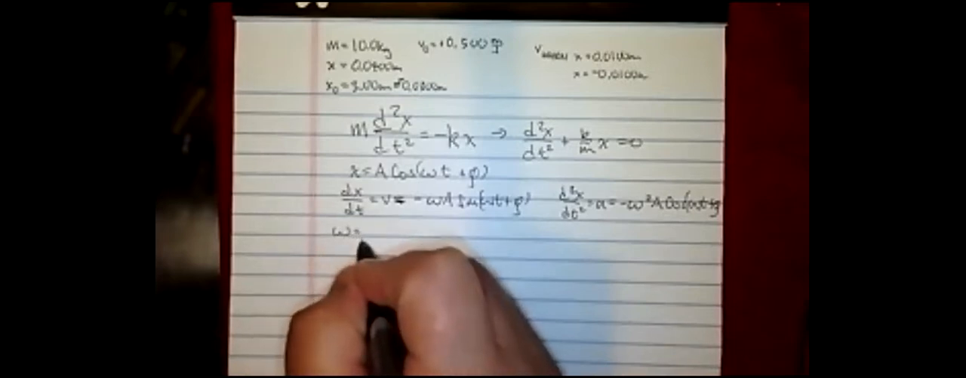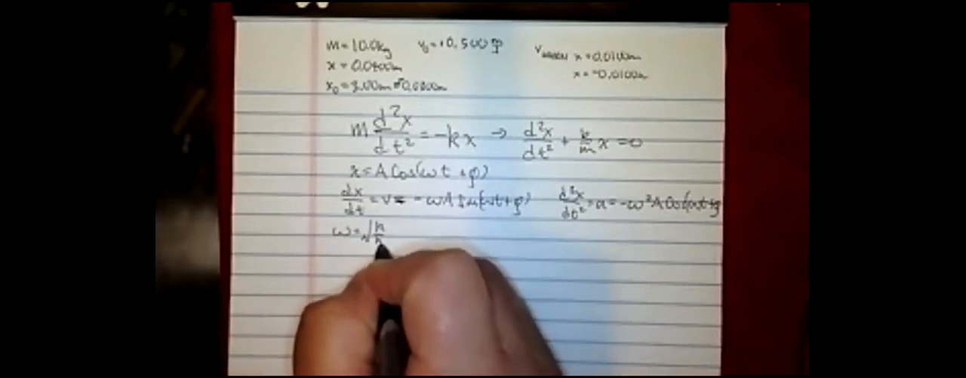All right, so we now have the acceleration, we have the velocity, and we have the position as a function of time. In fact, if you plug this in, you will see that you get a nice result. Omega has got to equal the square root of k over m.